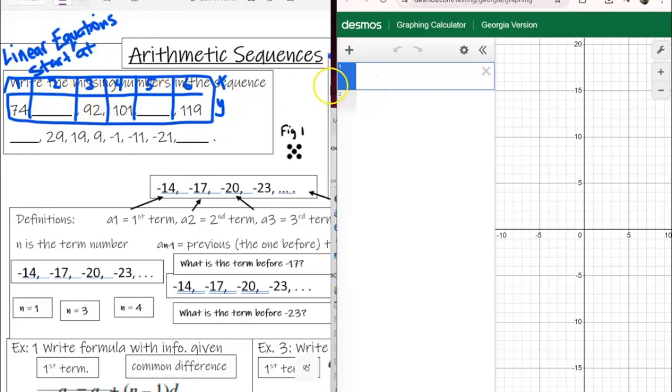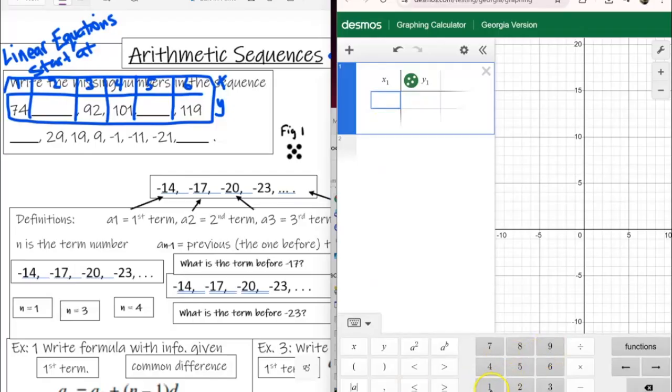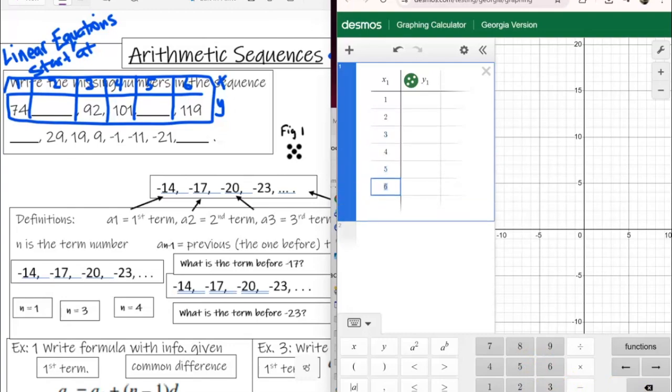If I want to put a table in the calculator, what do I do? I press the plus sign, I press table, and then I input my x values and my y values. So here I'm going to input 1, then press enter, and then I'm going to press 2, enter. As I press enter, it automatically fills that out. I'm going to do it until I get to 6.